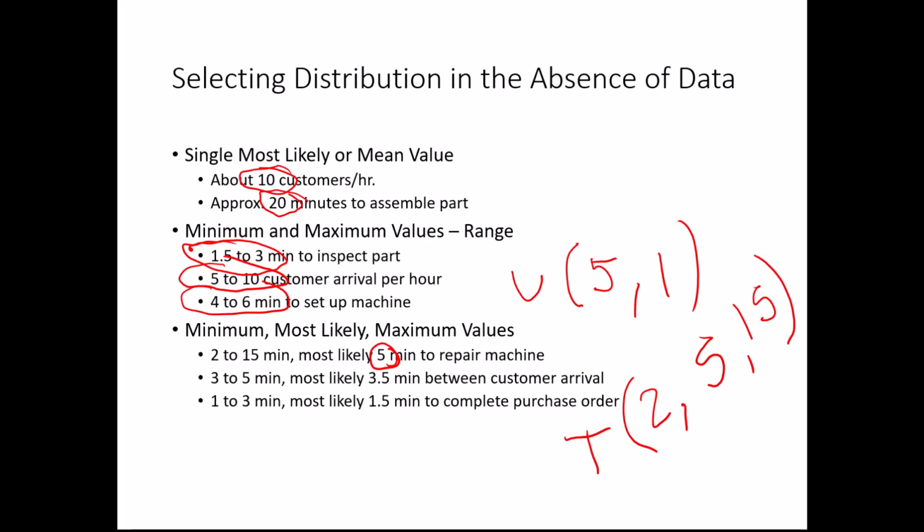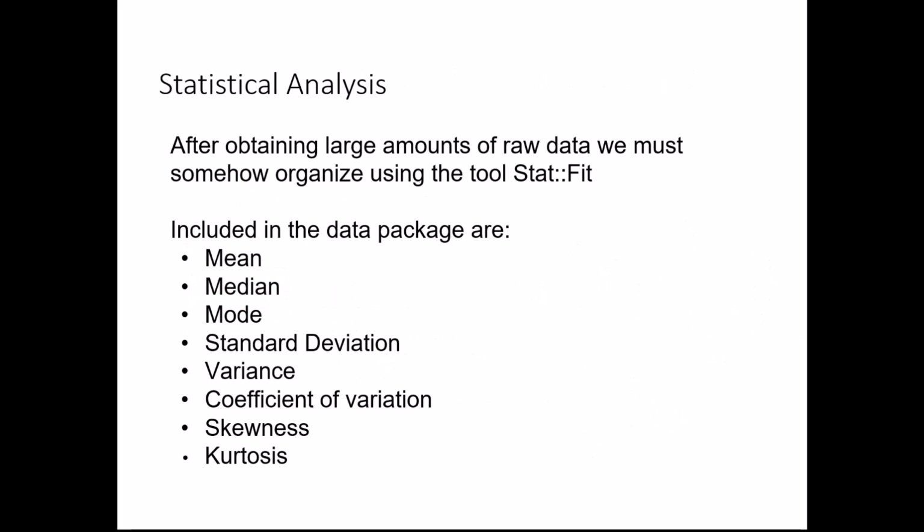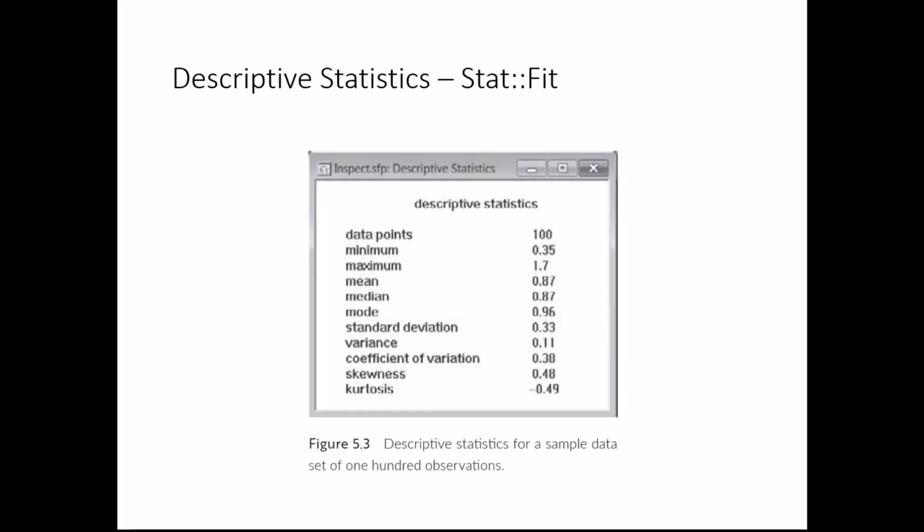So now let's talk about the statistical analysis that we can do in StatFit. After obtaining a large amount of data, we must just copy and paste it into StatFit. When you hit StatFit, you're going to automatically get the analysis of the mean, median, mode, standard deviation, the variance, the coefficient of variation, and the skewness and kurtosis. So let's say that after exporting the data into StatFit, this is pretty much the data that you're going to get, right?